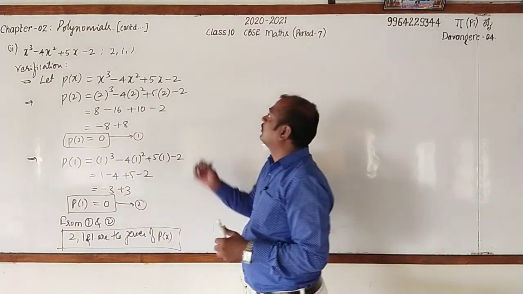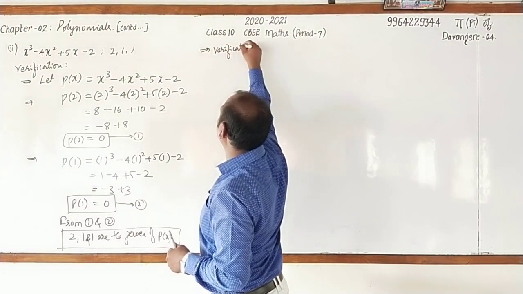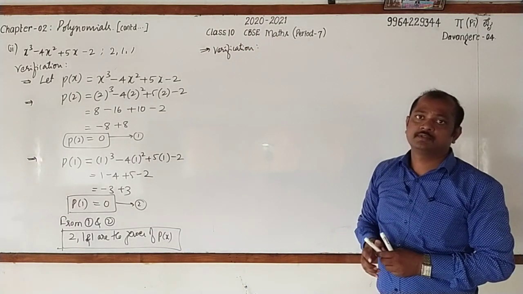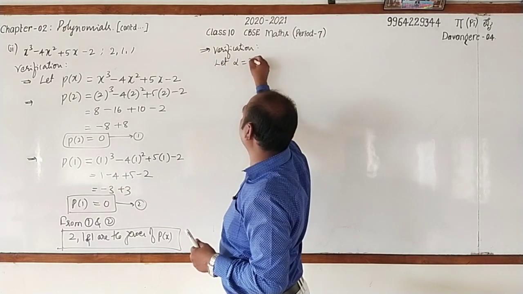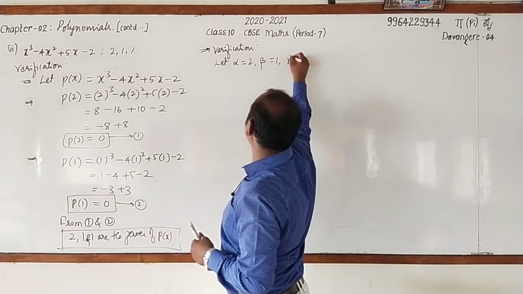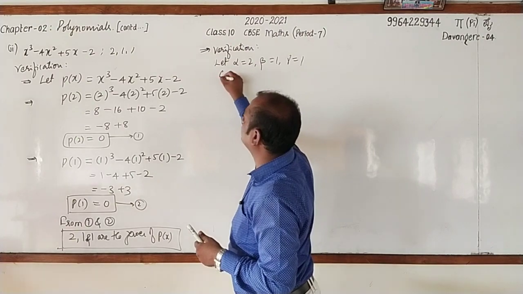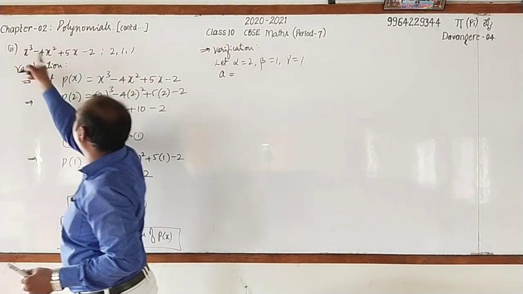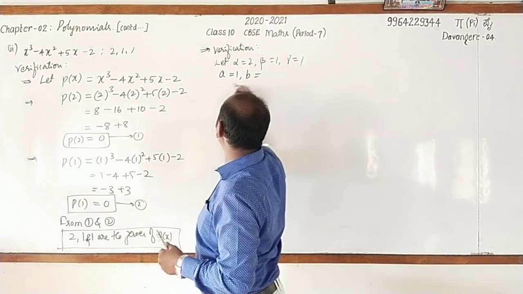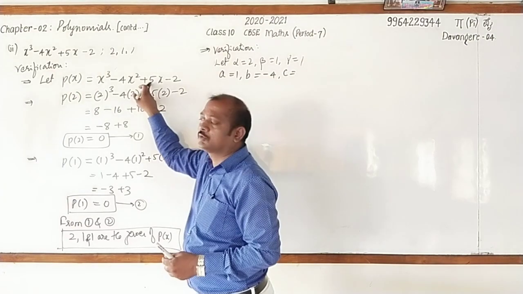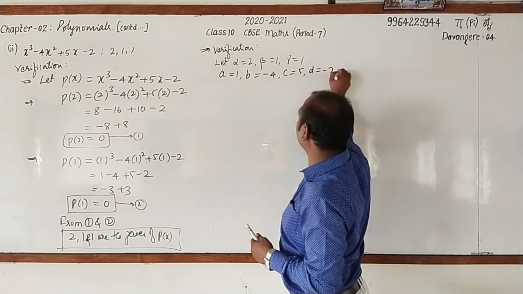Second one. What is the second sub question? We are going to verify the relationship between the zeros and the coefficients. First, how many zeros are there? 3. I am going to take, let alpha equal to 2, beta equal to 1, gamma equal to 1. Then after this, coefficients. What are those coefficients? A is 1. B, it is the coefficient of x square, minus 4. C, coefficient of x, it is 5. D, constant, this is minus 2.